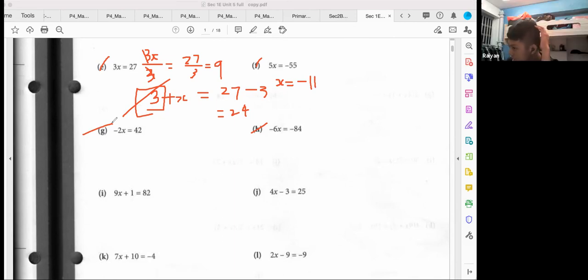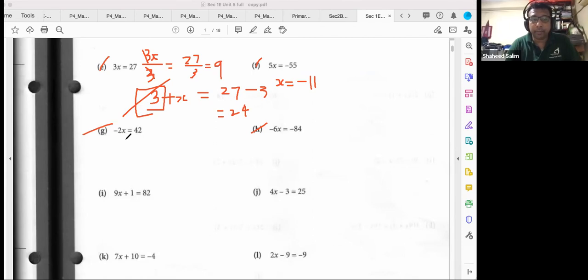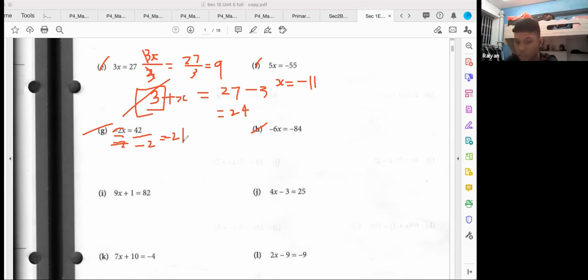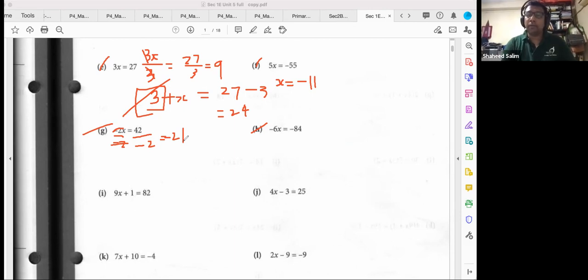X is equal to 31? 30, which one? This one, 31? 21. Okay, you divide by minus 2 down here, then the minus disappears. You must also divide by minus 2. Positive divided by negative equals negative 21. Negative 21. Okay, next one, please. X is equal to 14. Well done. Hold on, 14, 24, yeah, correct.